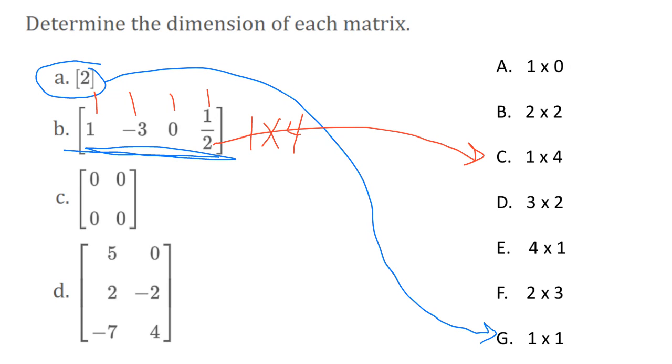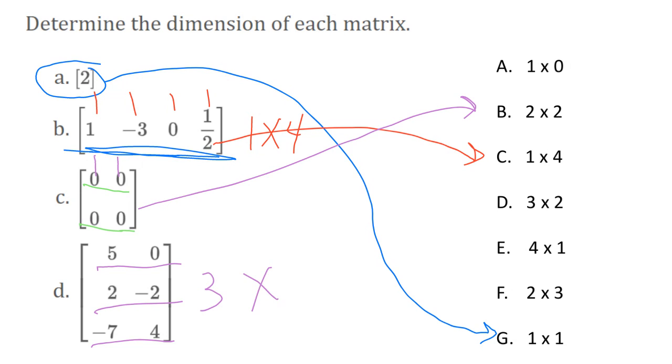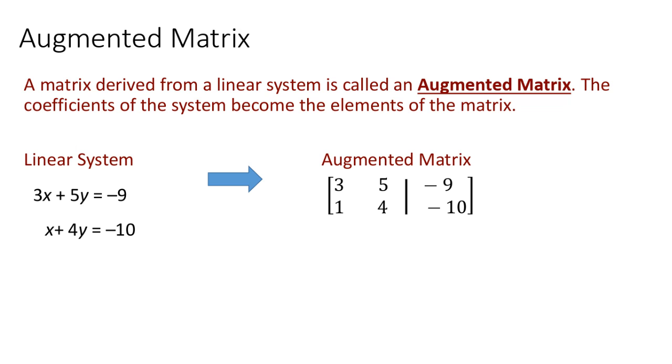And then for this one here, which is called the zero matrix, it has 2 rows, right? 1, 2. And it has 2 columns. So this would be 2 by 2, which is going to be letter B. And then this one has 1, 2, 3 rows, and this one has 2 columns. So that's going to be letter D. Okay, all right. So that's again writing the size or the order of the matrix, which they call dimension.